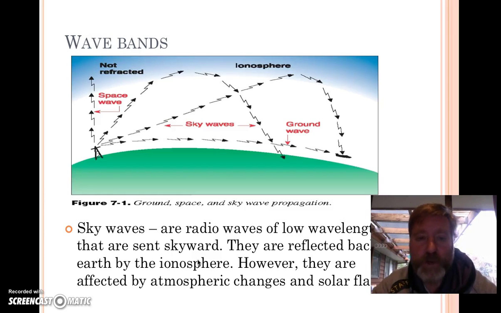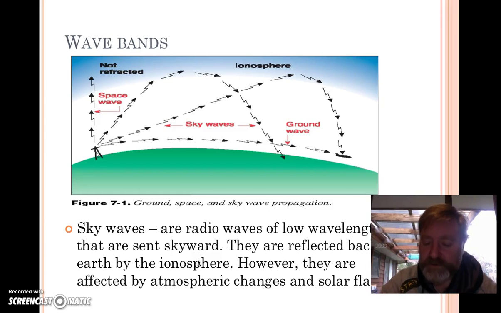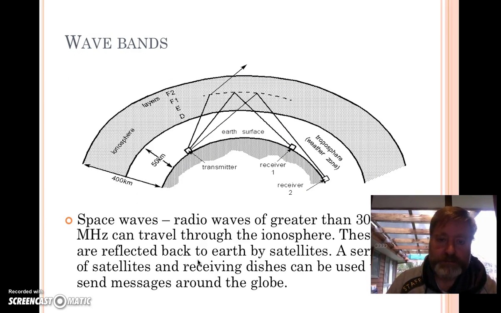We also have sky waves. Strange enough, they go into the sky, and so they're a low wavelength, and they are transmitted upward into the ionosphere, and then they bounce back down. Unfortunately, while they can carry further than a ground wave, they do get interrupted by solar flares and changes in the atmosphere, and you get that sort of interference that you often see on TVs and things.